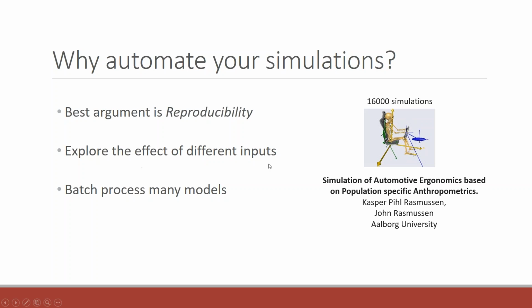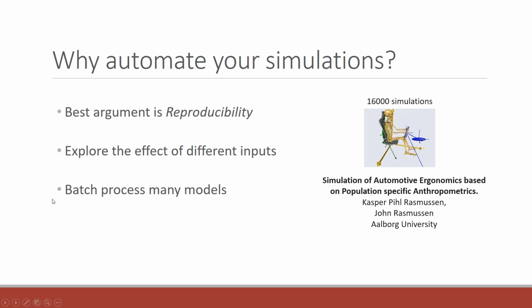Could also be that you want to explore the effects of different inputs of your model. And one example of this is, for example, this webcast which we had last year on some work by Kasper P. Rasmussen and John Rasmussen from Aalborg University. They ran 16,000 simulations with a model sitting in a car seat, and they put this model into different positions and typed in different kinds of anthropometrics, segment length, etc. And running 16,000 simulations is, of course, completely unfeasible when you have to do it in the graphical user interface.